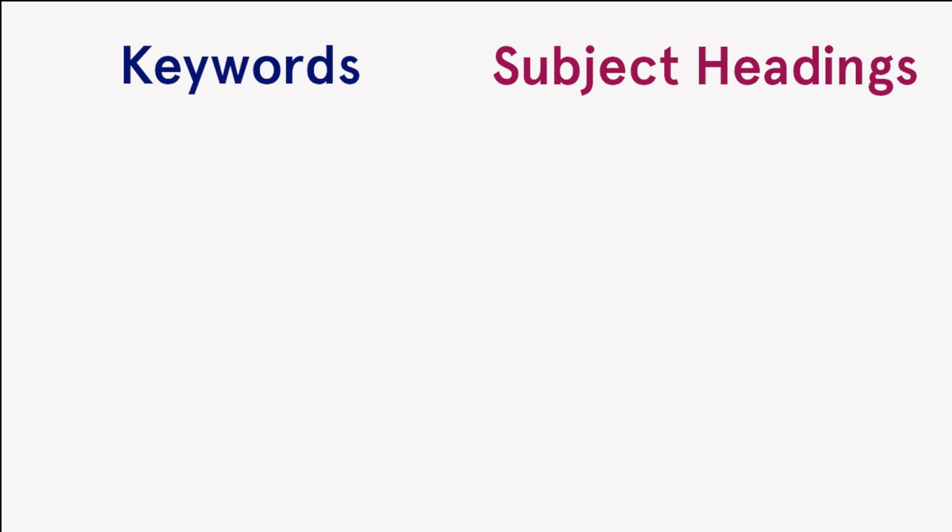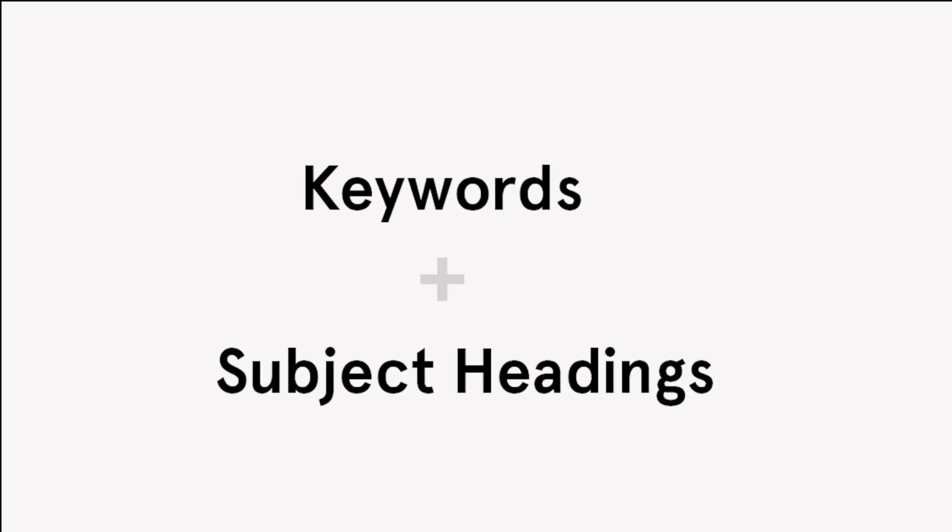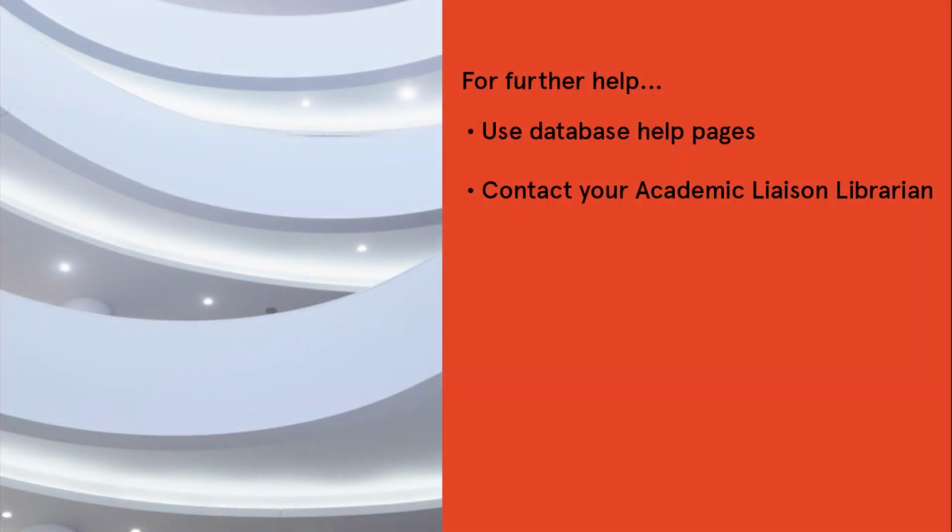It's useful to use a combination of both keywords and subject headings when you're conducting a comprehensive search. This is particularly true for systematic reviews. If you're using subject headings, it's worth looking at the help pages in each database. There, you can find more information about how to use subject headings to your advantage.